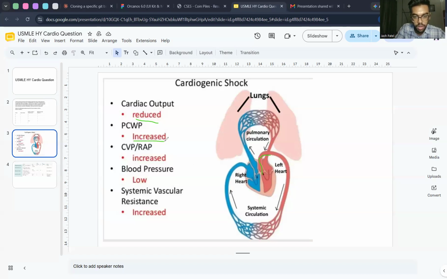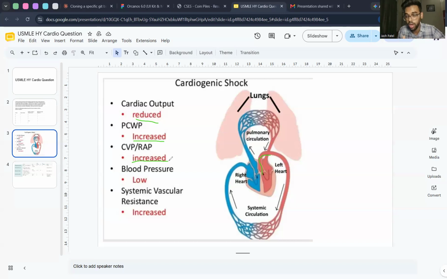Then we have the CVP or RAP. CVP is central venous pressure, RAP is right atrial pressure, and both of them are essentially the same because the central veins drain into the right atrial pressure. So the pressure is essentially equal of right atrial pressure and the central veins. And this is increased because if the heart failure is extensive, we can intuitively think of it, right?